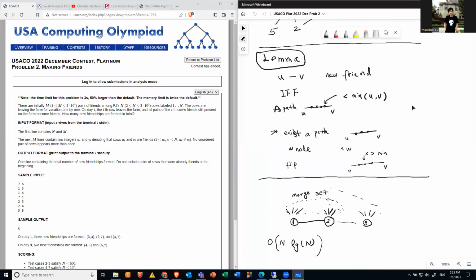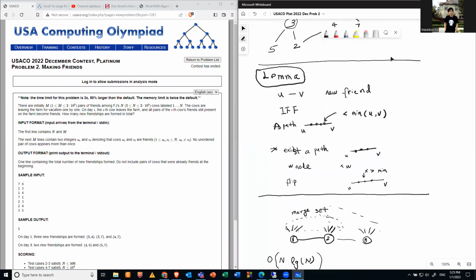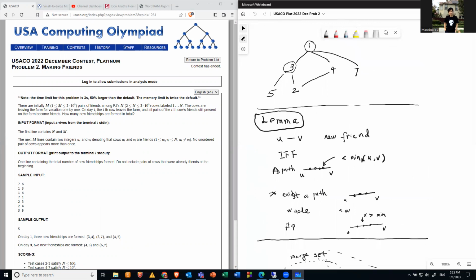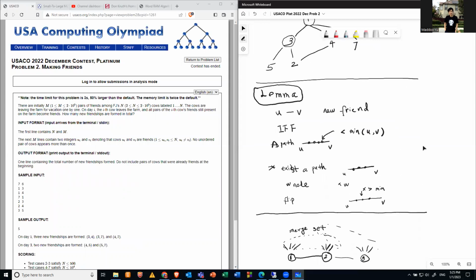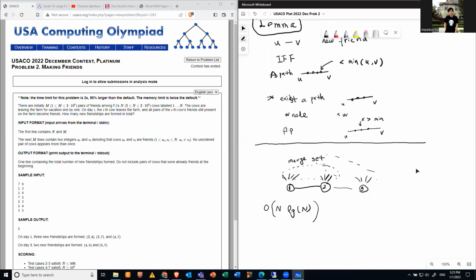The coding is pretty simple as long as you figure out you can use this algorithm, right? You start from small to large, and you figured out the way to do this is if and only if there's a path between U and V, and all the nodes on this path are less than the minimum of U and V. Now you ask me, how do I know this? There is actually an algorithm.